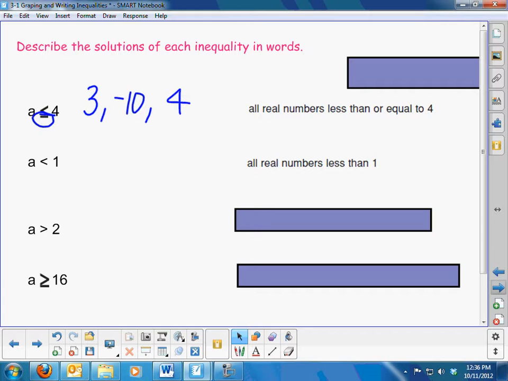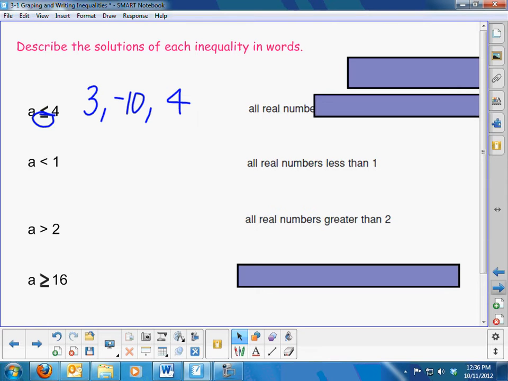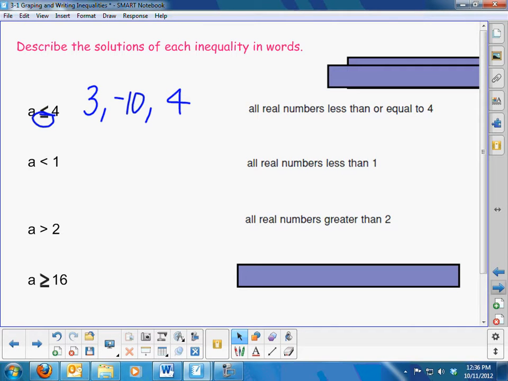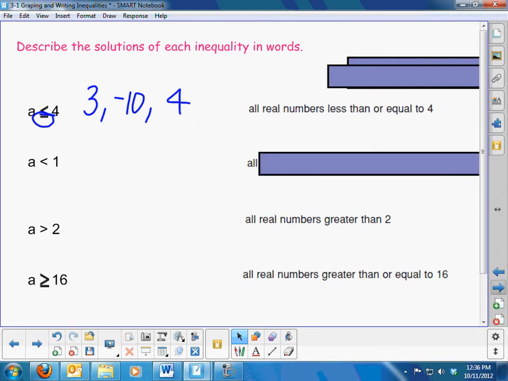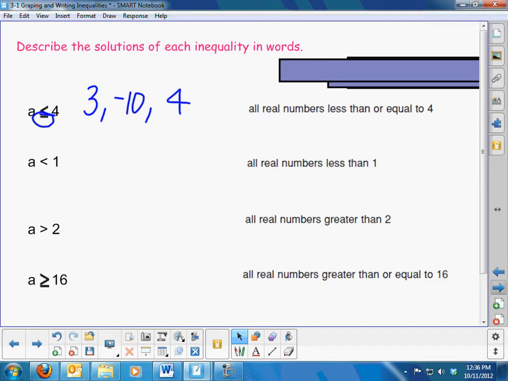Okay, the next one. All real numbers greater than 2. And finally, the last one, what would that one be? All real numbers greater than or equal to 16. So we have numbers 16 and on. Greater, 16, 17, 18, and everything in between.